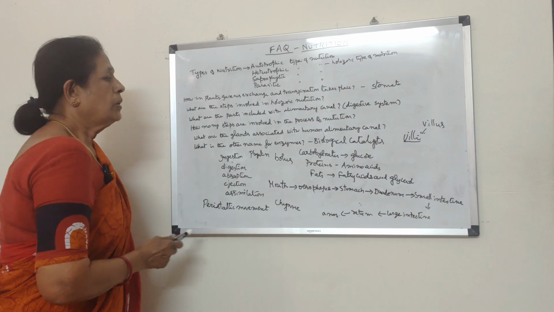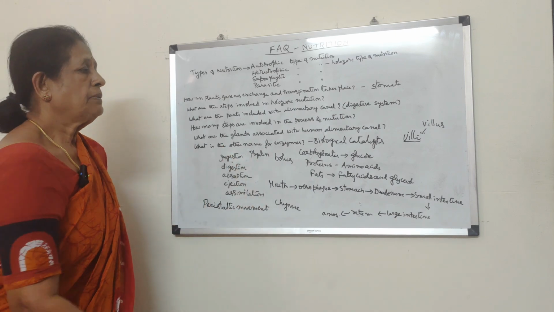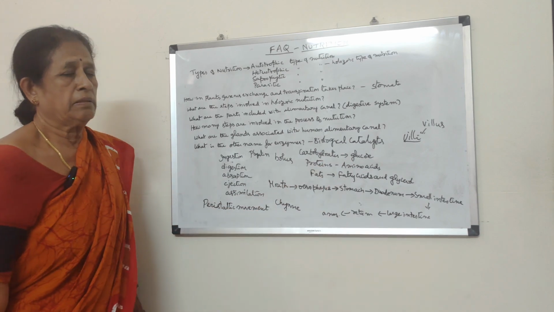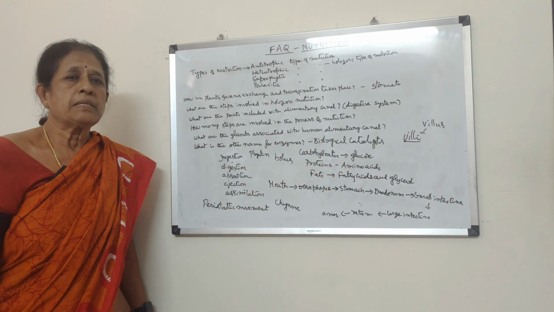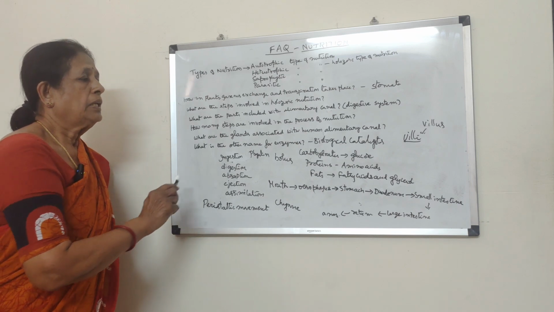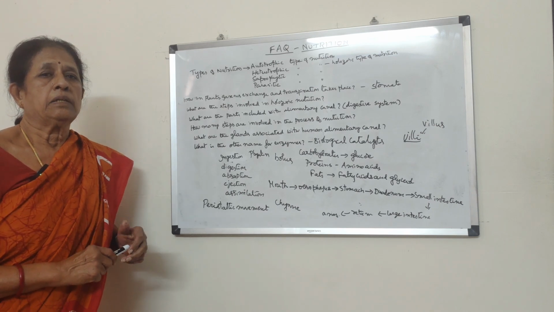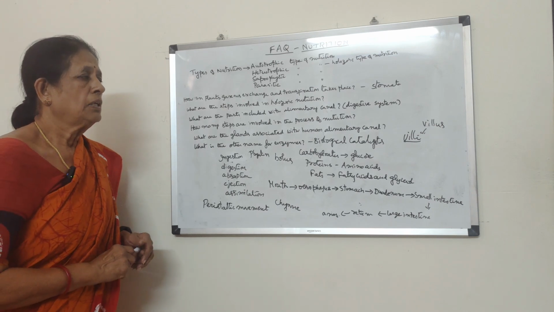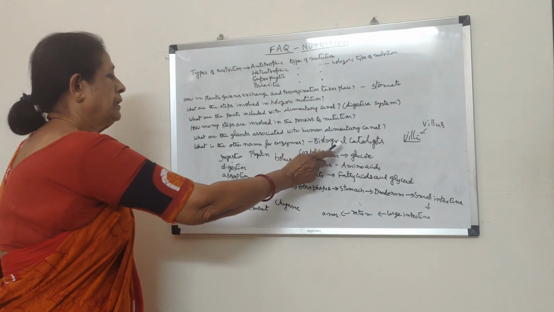And next, what is the other name for enzymes? Enzymes are called biological catalysts. What is a catalyst? A catalyst is a substance which accelerates, speeds up the chemical reaction that is taking place. So the enzymes help in quick, fast digestion of the food materials. That is why enzymes are called biological catalysts.